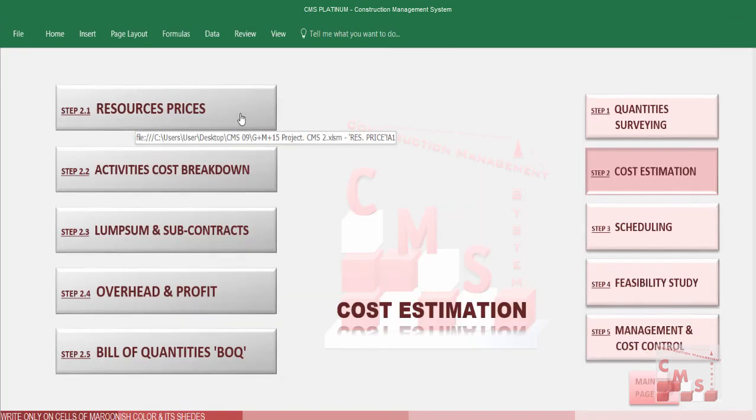We saw how we inserted the resources prices and how CMS calculates for us all the activities' cost breakdown. And we saw how to deal with lump sum and subcontracts. And we saw how to calculate the overhead and profit to reach a reasonable price for our project. And also we saw how to find the final budget for the project, which shall not be exceeded during our project execution. And we saw how CMS provides for us a final automatically priced bill of quantity for the project. That's for cost estimation.